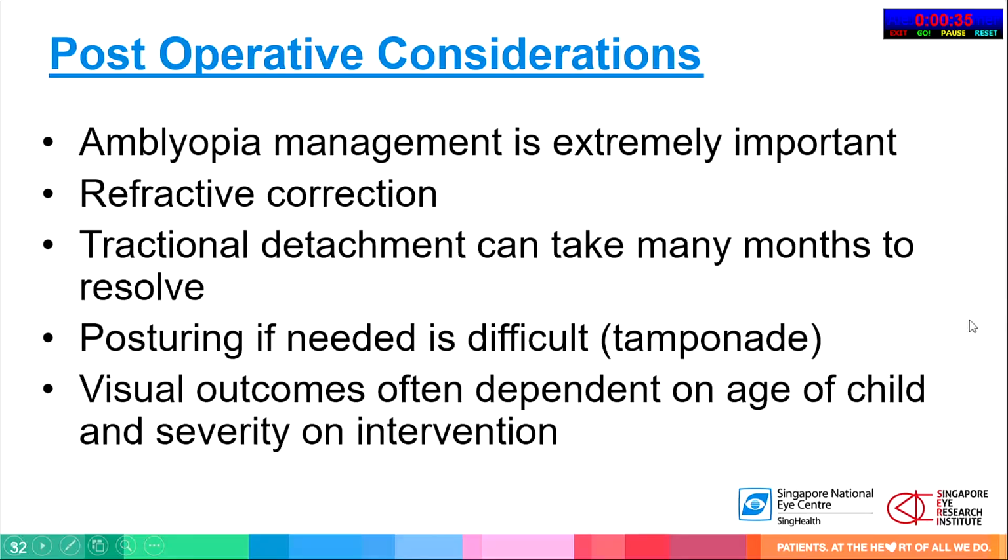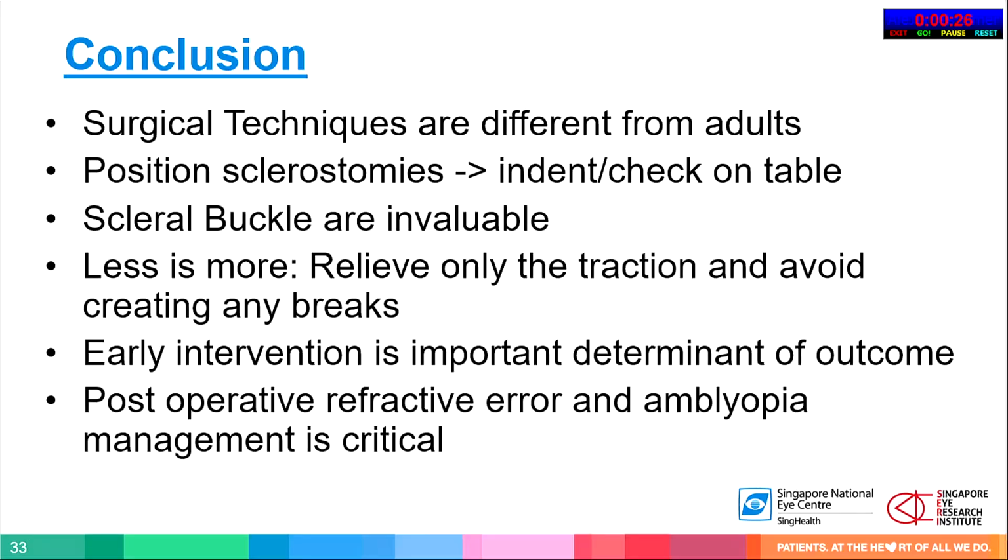So again, postoperative considerations are important. Amblyopia management, refractive correction, and patching is extremely important if you want a good outcome in these children. So in conclusion, surgical techniques are very different from adults. You really need to position the sclerostomies properly and then check on table. Don't forget the scleral buckle. We're not vitrectomy-only surgeons. And like many things in life, less is more. And early intervention is really important to determine the outcome, where you can try to avoid amblyopia with good postoperative refractive management and patching. Thank you very much.